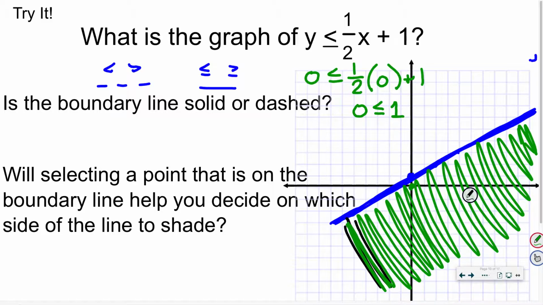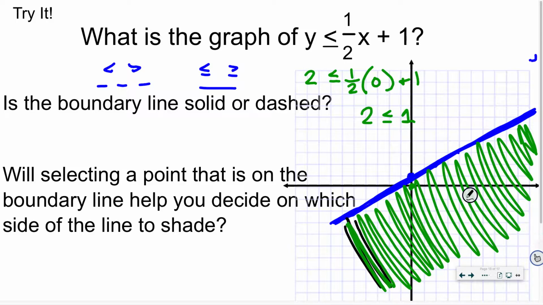Now, you are done at this point, but because we're just learning it, let's test a point on the other side, just to make sure it does work. What coordinate could we use on the other side? 0, 2. Okay, let's try 0, 2. It's on the other side. We don't think it's a solution, but let's just check it. If y is 2 and x is 0, is 2 less than or equal to 1? No, so this does not work. So that entire side is not in my solution set.